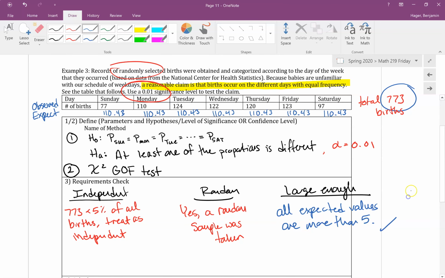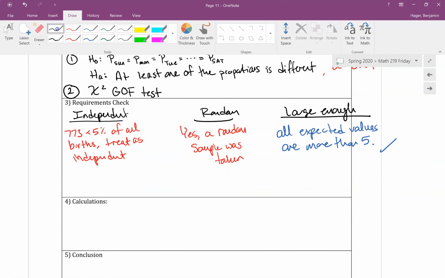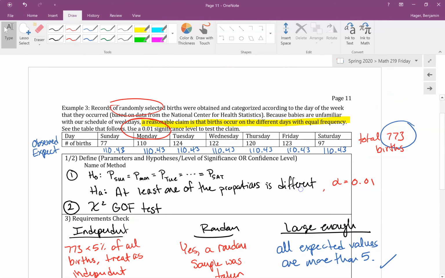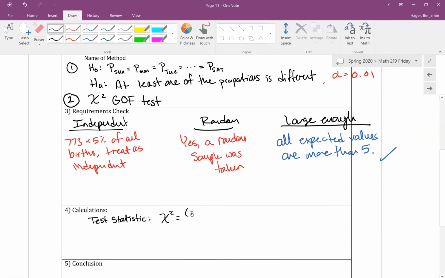All right, so we're good to go there. So let's run the test. Again, what I would technically need to do, if I want the chi-squared test statistic, is find everybody's contribution. So I would find the contribution from Sunday. And from Sunday, remember, the contribution would be what I observe minus what I expect, square it, over what you expect. That is the contribution from Sunday.